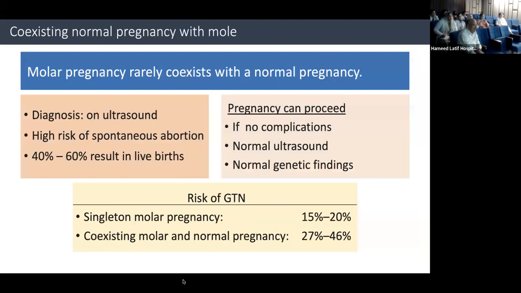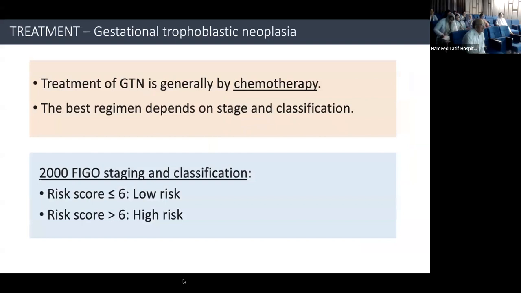Diagnosis on ultrasound: high risk of spontaneous abortion. If you have a normal pregnancy, but the risk of GTN is almost doubled. Molar pregnancy carries 15 to 20%, but if there is a normal pregnancy coexisting with molar, then the risk of GTN is doubled to 27 to 46%. Treatment of GTN is by chemotherapy.